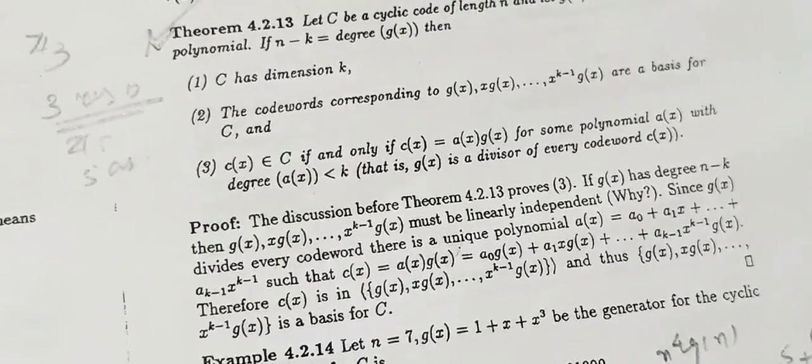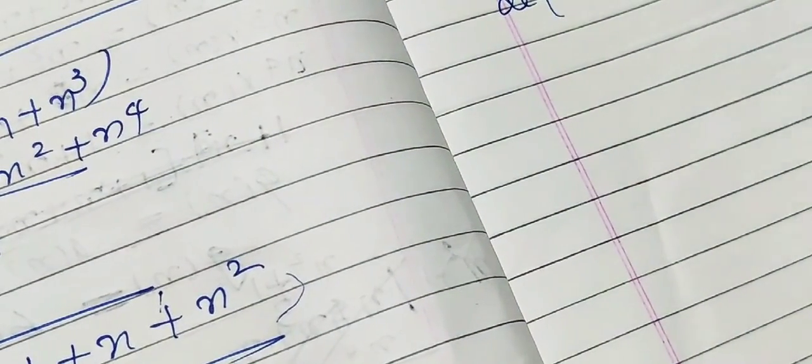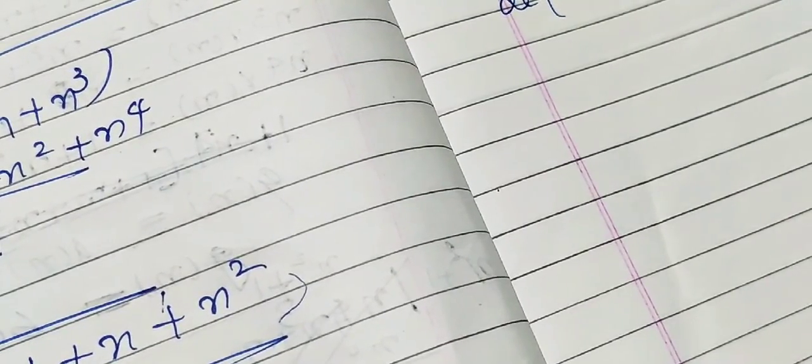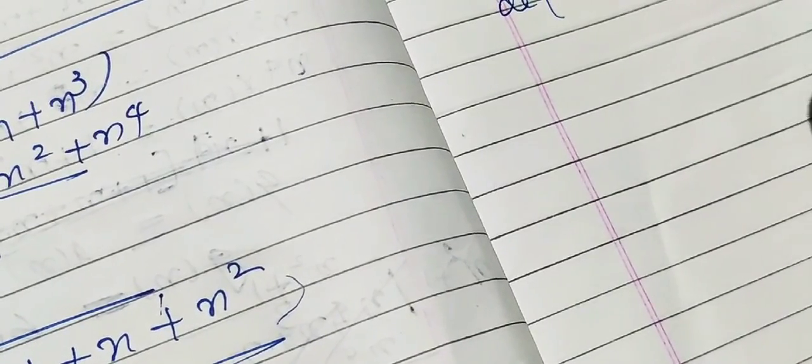But g of x has degree 2. So x into g of x, what will be the degree? Here g of x is 1 plus x square, degree 2, and x into g of x is x plus x cube, so its degree is 3. Clear? This is a degree 2 polynomial and this is a degree 3 polynomial, and we continue up to a degree k minus 1 polynomial. So this is not depending.